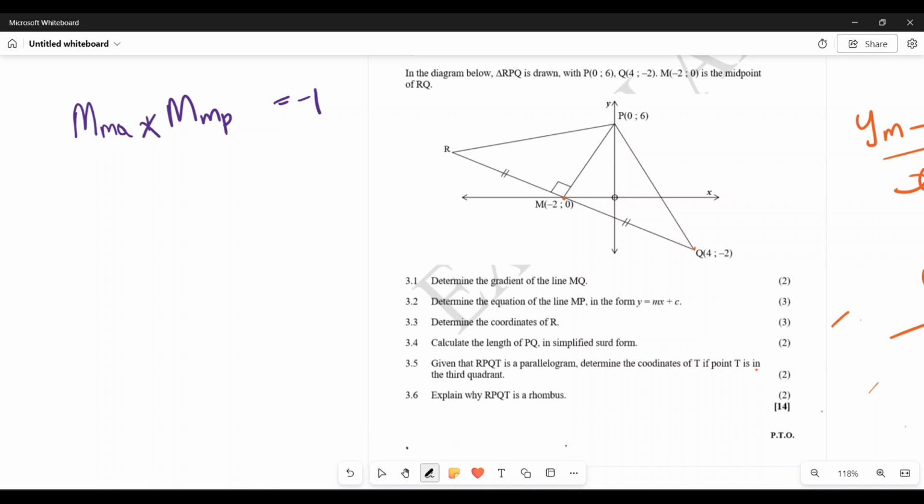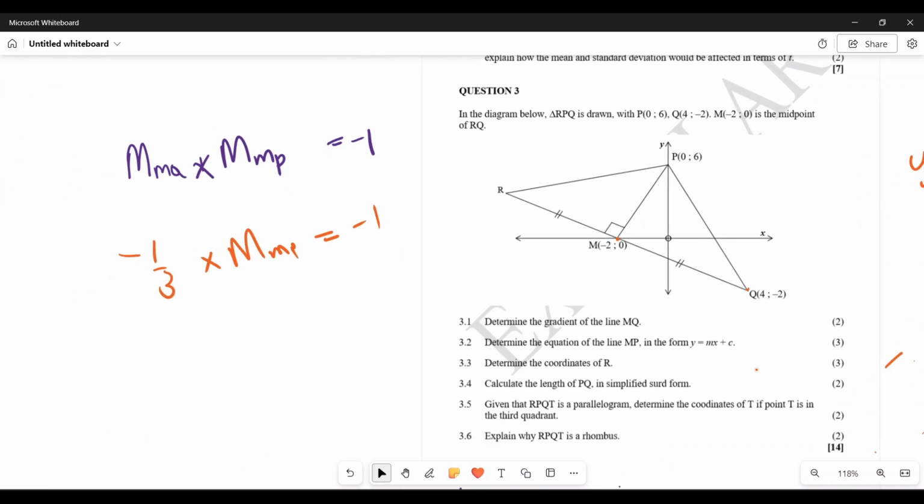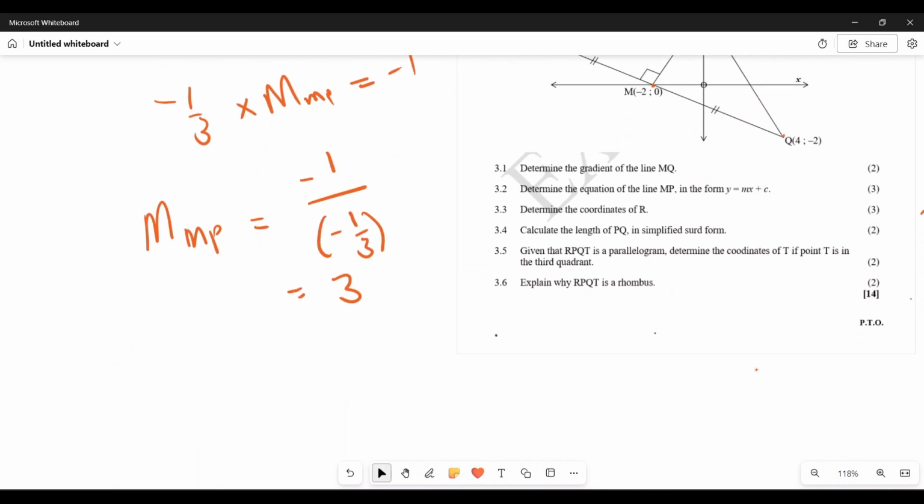Now, I have my gradient of MQ, which is -1/3, multiplied by the gradient of MP. This is going to be equal to -1. Now, as a result, to get the gradient of MP, I'm going to divide both sides by -1/3. So basically, this would be -1 divided by -1/3. And punching this into my calculator, the gradient of MP should be equal to 3. Right? Now, I have the gradient of MP as 3.